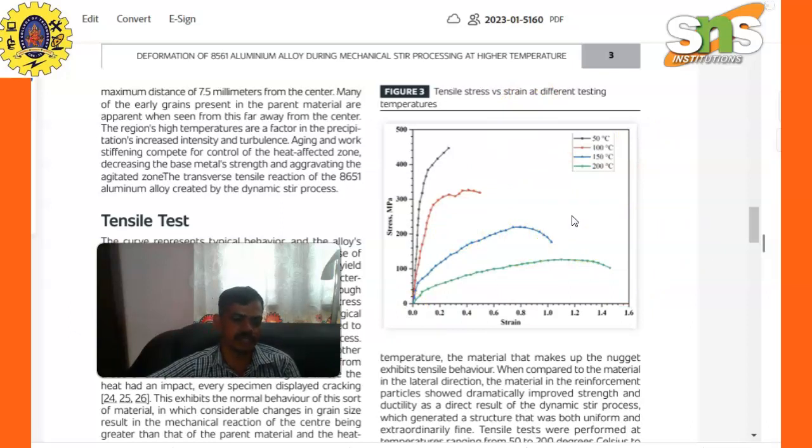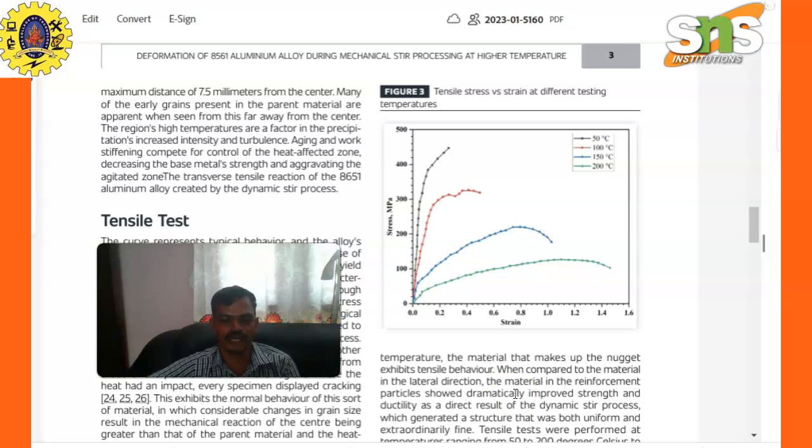The material exhibits normal behavior of a short material, with considerable changes in grain size. The mechanical reaction of the center is greater than that of the parent material at heat temperatures. The material exhibits tensile behavior compared to the material in later directions.